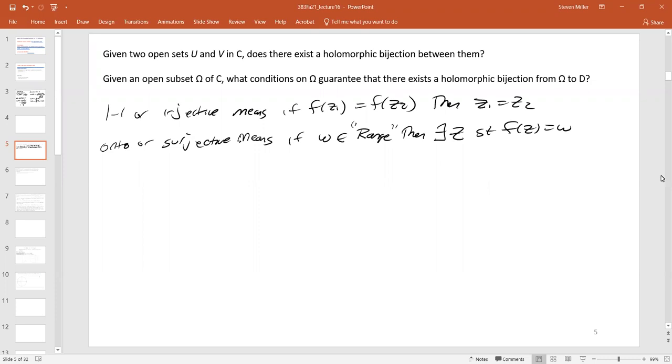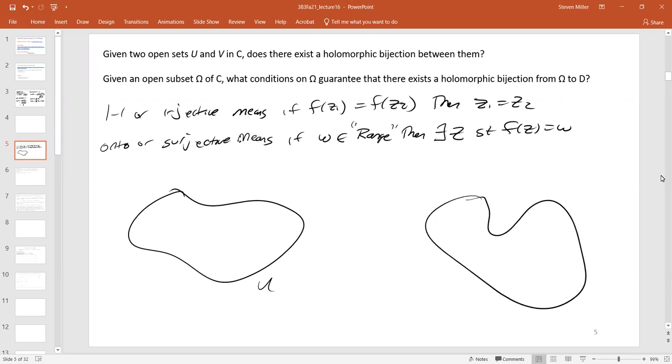And so the big question is, given two sets U and V, is there an easy way to tell when there is an equivalence between them? So again, here is U, here is V, and I want some function f, and I want it to be invertible, and I want it to be holomorphic. Just looking at this, do you think that this is going to be possible in this case? Why not?